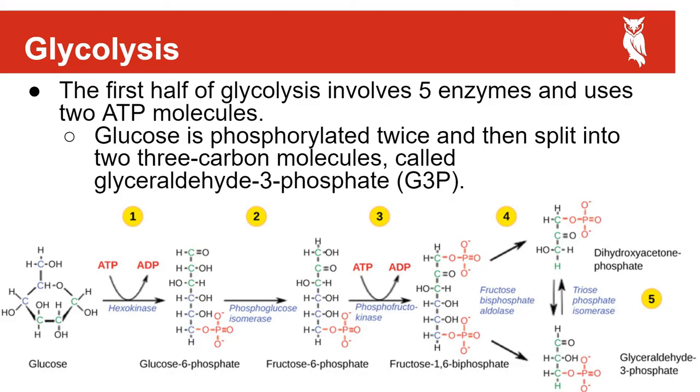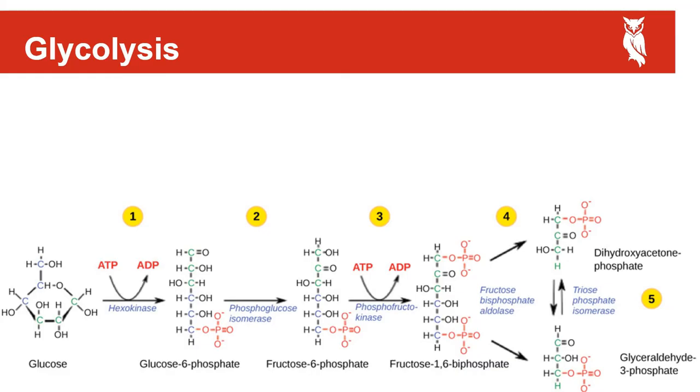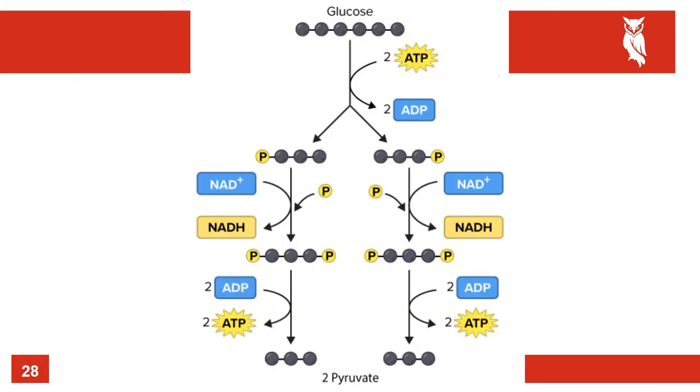And then we break it down with these various enzymes until we get this glyceraldehyde 3-phosphate and dihydroxyacetone phosphate. We really just call it G3P. So this is what we call this one, G3P. And that is just the first step listed here.